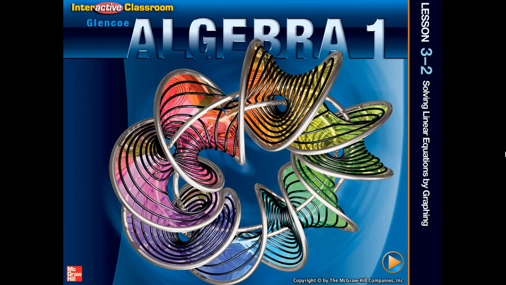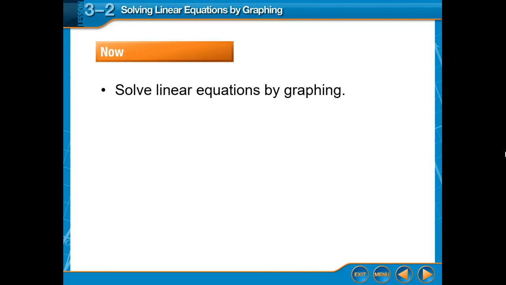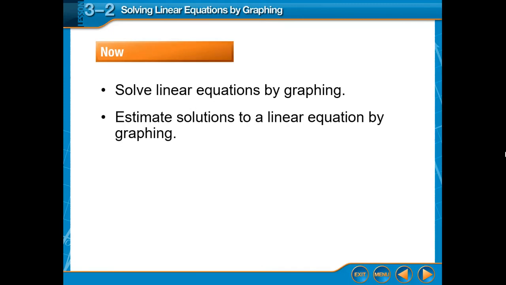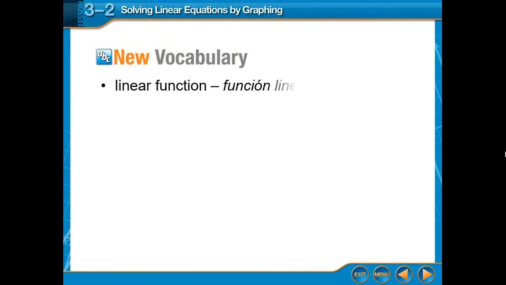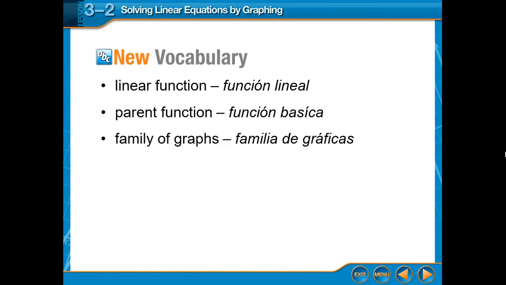Lesson 3.2, Solving Linear Equations by Graphing. In this video, you will learn to solve linear equations by graphing and estimate solutions to linear equations by graphing. So vocabulary is linear function, parent function, family of graphs, root, and zero.